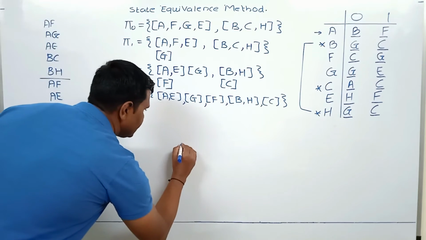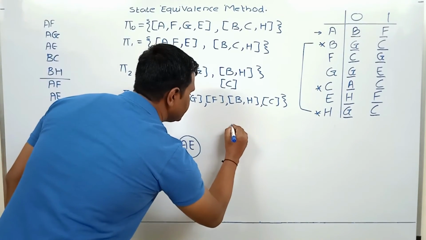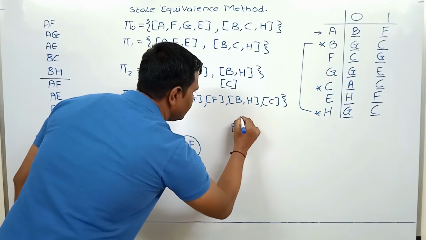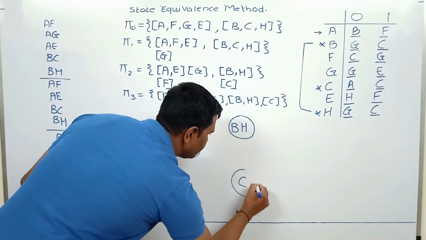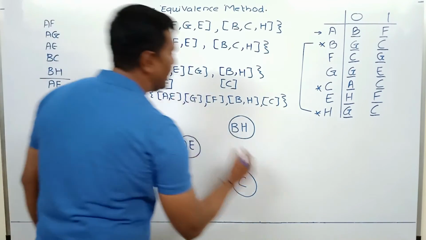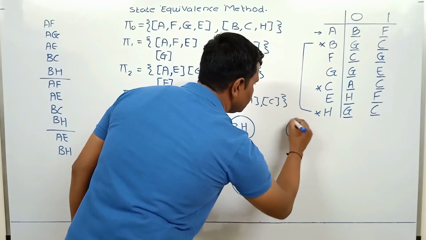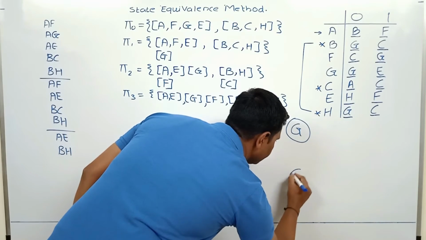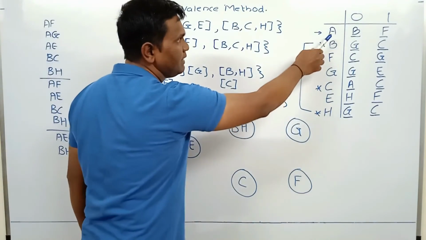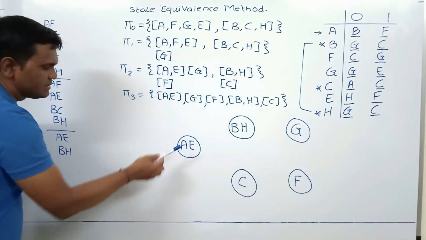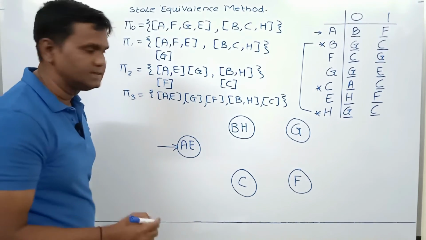So we have to consider states AE, then BH, then C, then G and F. For the initial state, in the given DFA, A is the initial state, so this is the initial state in the minimal DFA. Now let's calculate transitions.